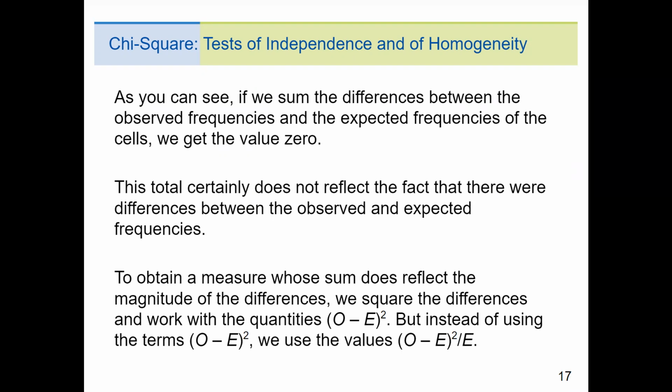This total certainly does not reflect the fact that there were differences between the observed and the expected frequencies. To obtain a measure whose sum does reflect the magnitude of the differences, we square the differences and work with the quantities observed minus expected squared. Each one. But instead of using the term, we use the values divided by the expected.